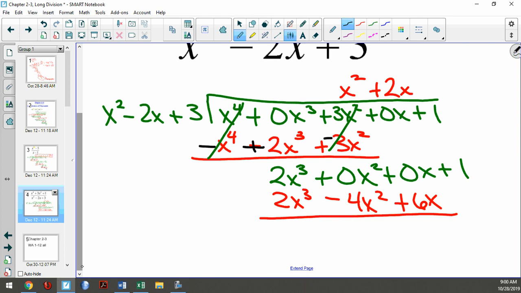What do I do? Change the signs of the bottom one, so that becomes a negative 2x cubed, a positive 4x squared, and a negative 6x. Yes? Yep. Go ahead and cancel out the x cubes. 4x squared and 0x squared gives me a 4x squared minus a 6x plus a 1.